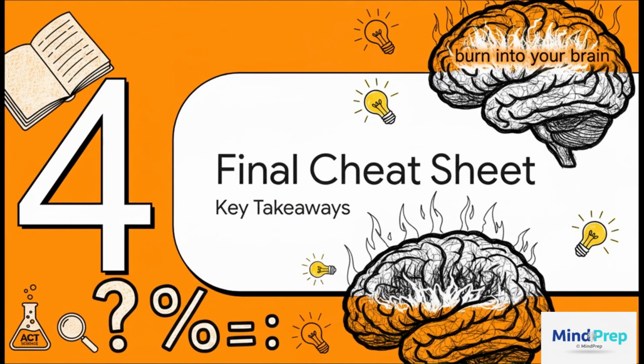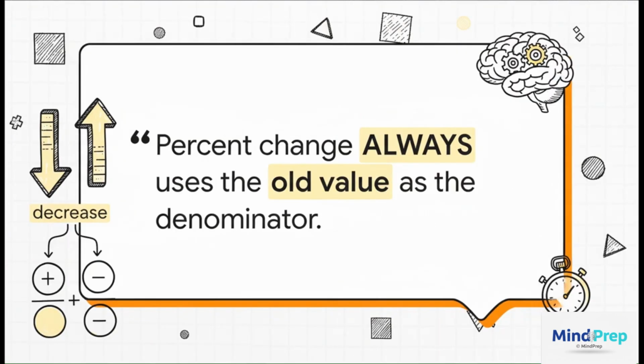Okay, let's boil all of this down into a final cheat sheet. These are the big ideas I want you to have locked and loaded in your brain for test day. This one is totally non-negotiable. Anytime you see the words percent increase or percent decrease, the original starting value, the old one, always goes on the bottom of the fraction. Why? Because that's the starting line. That's the baseline you're measuring the change from. Remember, it's new minus old divided by old.